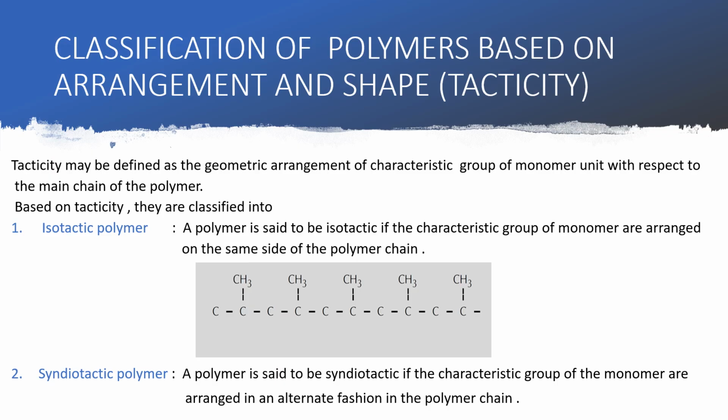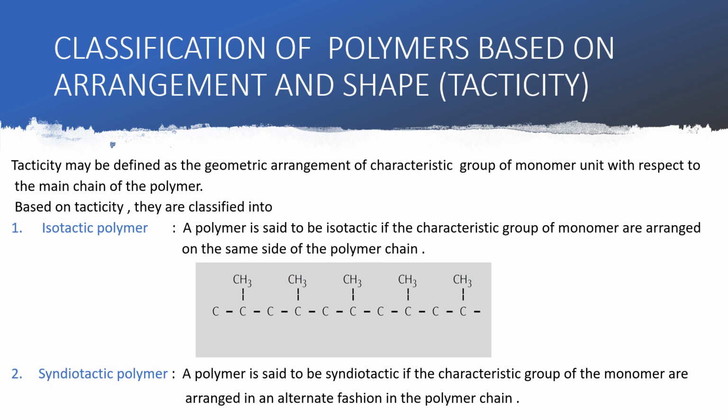Next is the classification of polymers based on arrangement and shape, that is tacticity. So tacticity means it is the geometric arrangement of characteristic groups of monomer units with respect to the main chain of the polymer. In simple words, tacticity means how the characteristic groups of monomer units are arranged in the polymer chain.